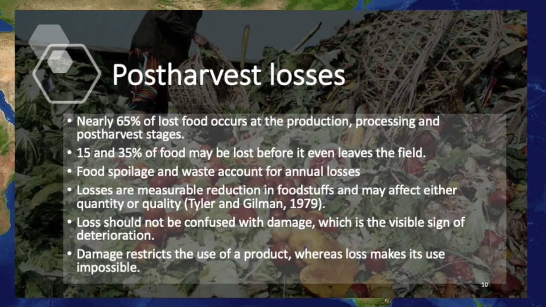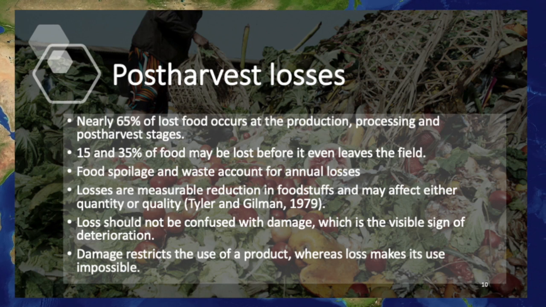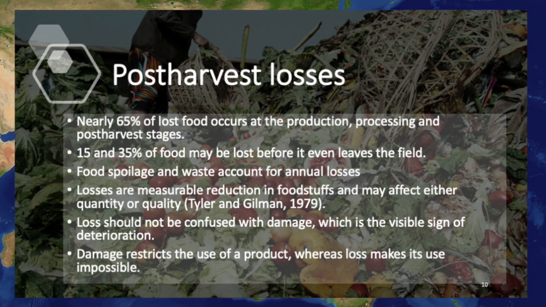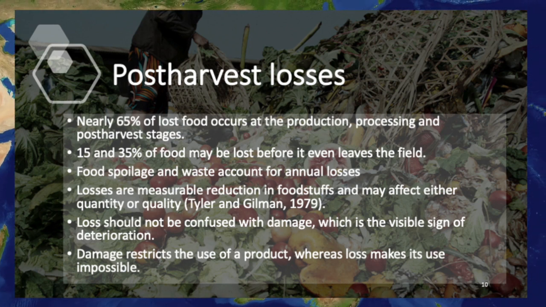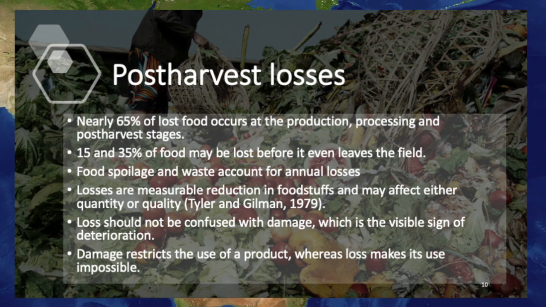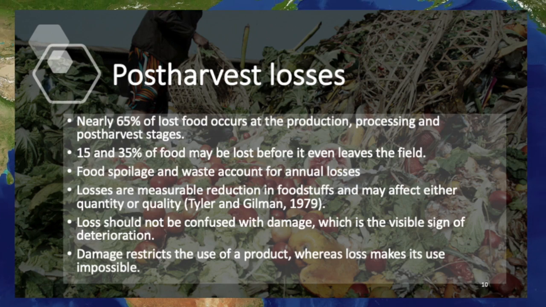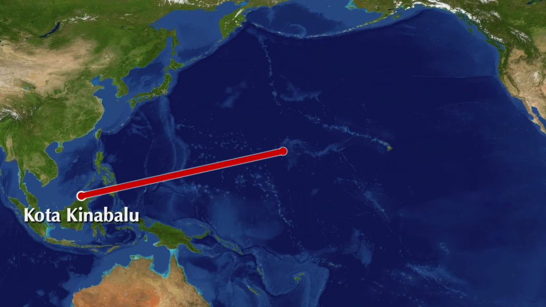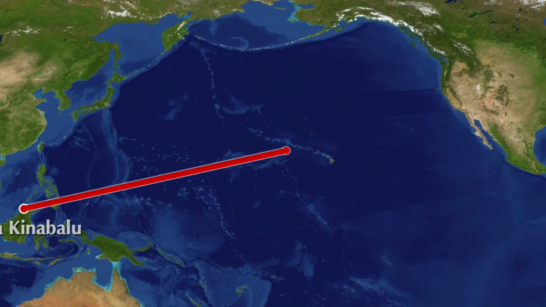The post-harvest losses. In developing countries, nearly 65% of lost food occurs at 3 stages, such as production, processing, and the post-harvest. Depending on the crops, between 15 and 35% of food may be lost before it even leaves the field. The typical range of weight losses for various links in the post-harvest chain can be seen in Figure 1.